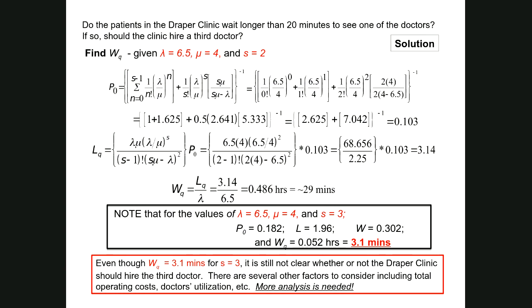So even though this is really good, I'm still not sure whether or not the Draper Clinic should hire a third doctor, because there's, number one, is that cost effective? Is it cost effective to have the doctors very idle? So there's a lot more analysis needed, because it's really expensive to hire and outfit and insure a doctor. So that 29 minutes, maybe there's other ways in the process to improve the process to reduce that waiting time, but it may not be the most effective to hire another doctor.